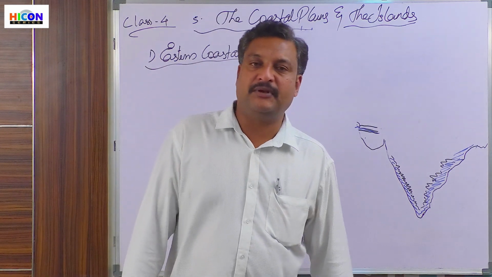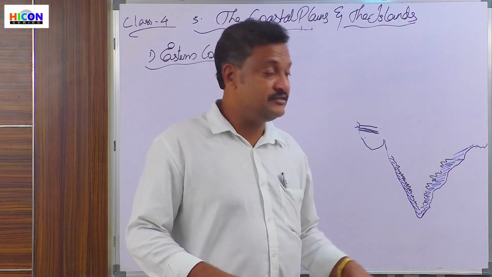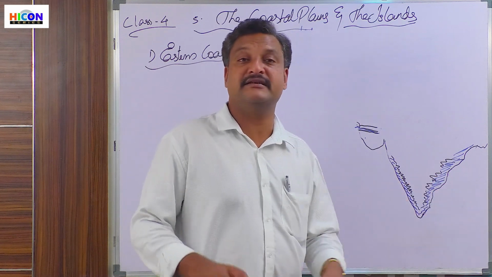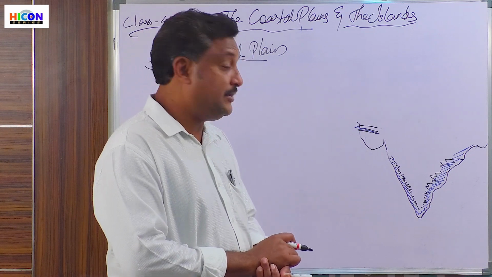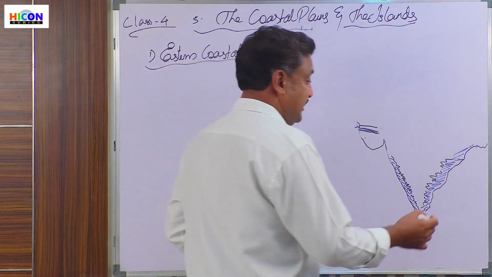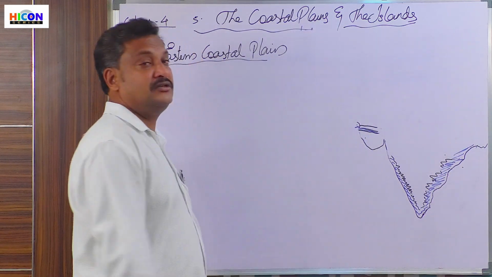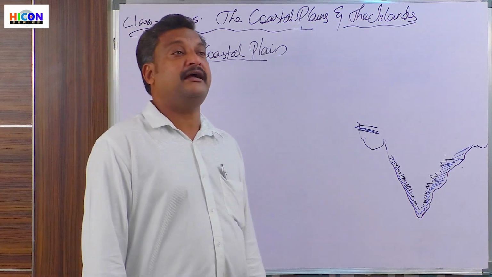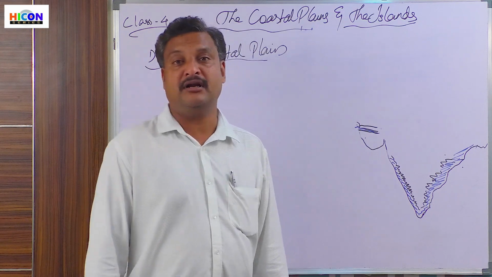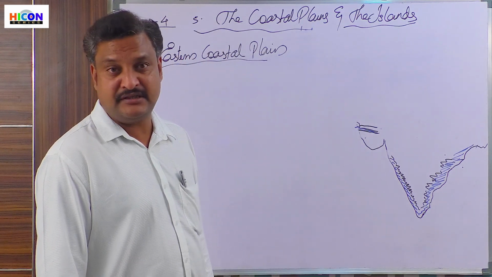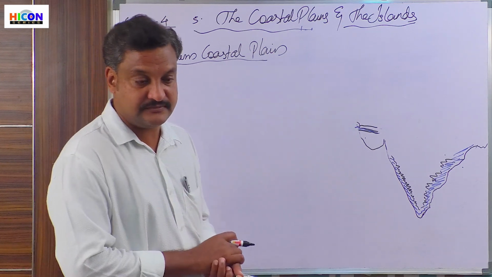So, the Eastern Coastal Plain is a plain land area. Remember, just like the northern plains, this land area in between the hills and the sea is plain land. Okay. So, the plain land area which lies in between the Eastern Ghats and the Bay of Bengal is known as the Eastern Coastal Plain. They are further divided into two parts.